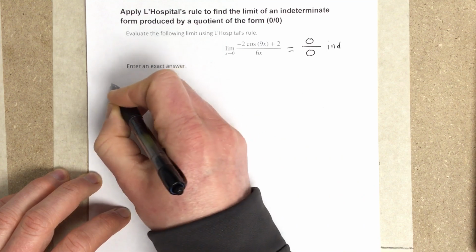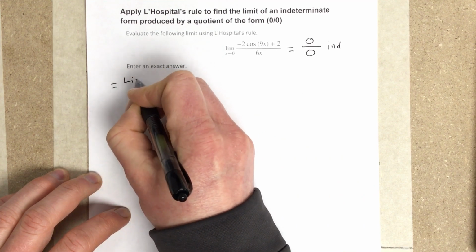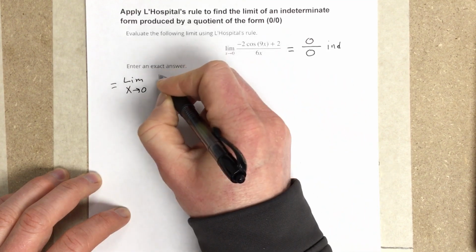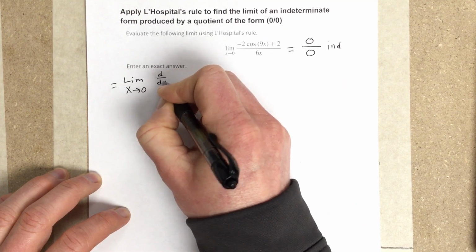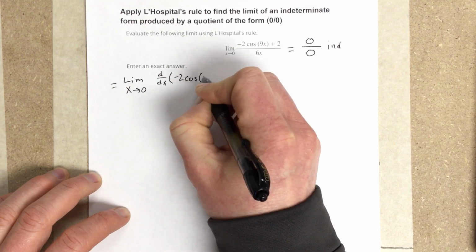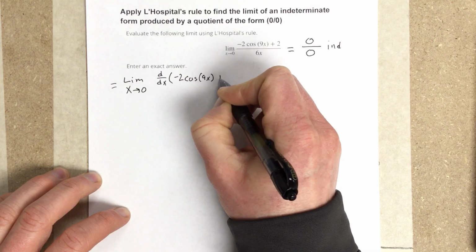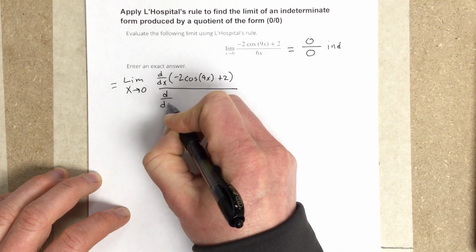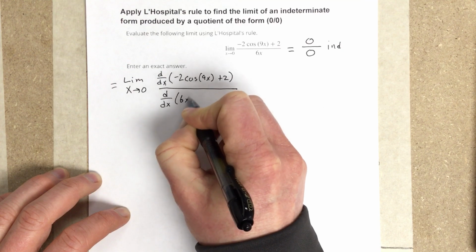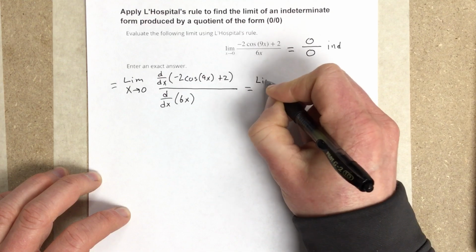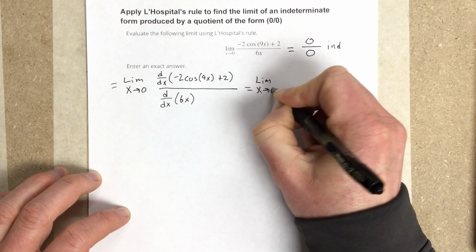So let's apply L'Hopital's rule. The limit as x approaches 0. L'Hopital's rule says take the derivative of the numerator separately from the derivative of the denominator, and do that over and over and over again until we get a limit. So we have limit as x approaches 0.